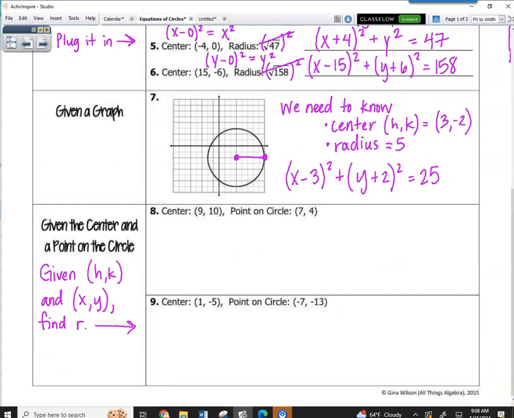So here we go. Let's label. This is h. This is k. This is x. This is y. Plug it in. Don't forget your sign changes on the h and the k, so be careful there. I'm going to put an asterisk above it. Sign change. Sign change. Here we go. Parentheses x, sign change on h, plus parentheses y, sign change on k, equals r squared.